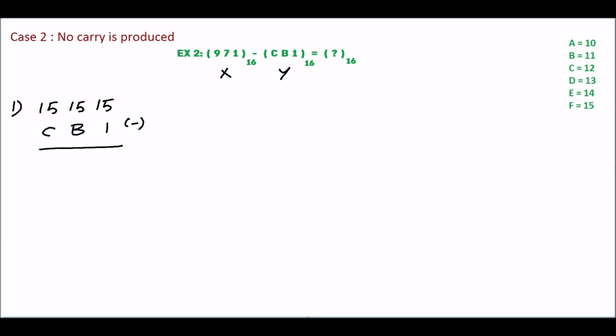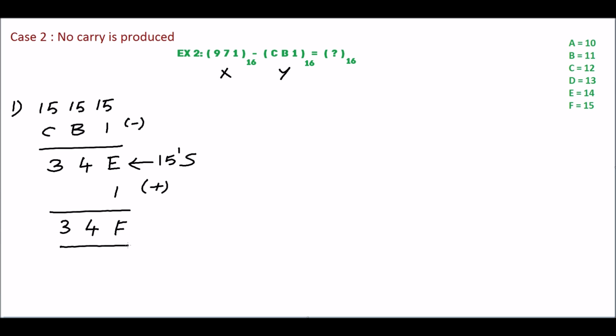15 minus 1 is 14, which is equivalent of E. B is equivalent of 11. So 15 minus 11 is 4. 15 minus C, C is equivalent of 12, so 15 minus C is 3. 3, 4, E is the 15's complement. Add 1 to this. E plus 1 is 15, which is equivalent of F. So 3, 4, F is the 16's complement.